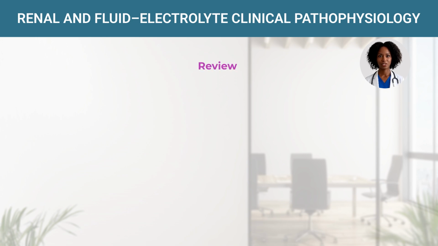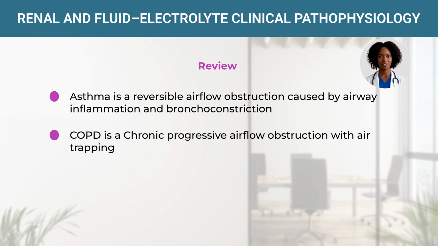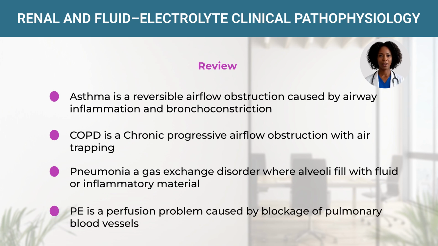In the previous session, we saw that asthma is a reversible airflow obstruction caused by airway inflammation and bronchoconstriction, and chronic obstructive pulmonary disease is a chronic progressive airflow obstruction with air trapping. We also saw that pneumonia is a gas exchange disorder, where alveoli fill with fluid or inflammatory material. And pulmonary embolism is a perfusion problem caused by blockage of pulmonary blood vessels.